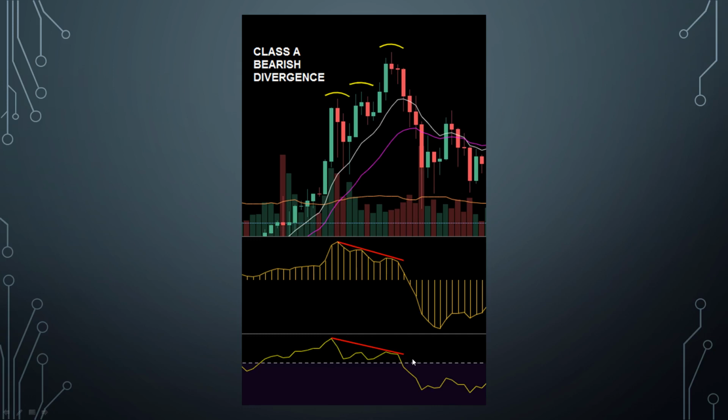The RSI shows the same thing. I'm sorry the middle high wasn't perfect. I didn't quite get a perfect example, but you can see that between the first and last lower high here, it is moving away from the price action, okay?